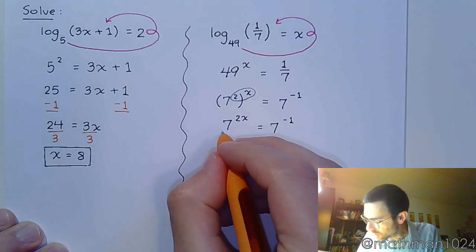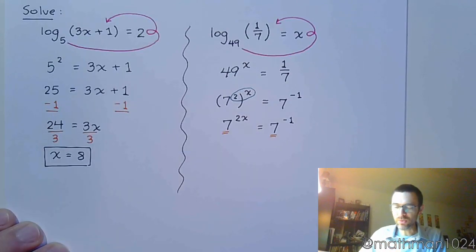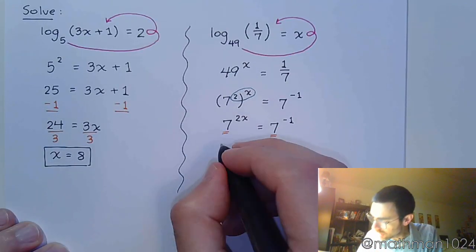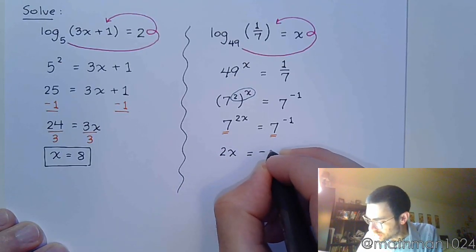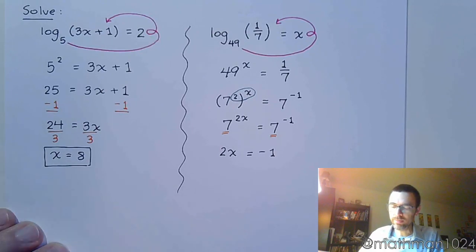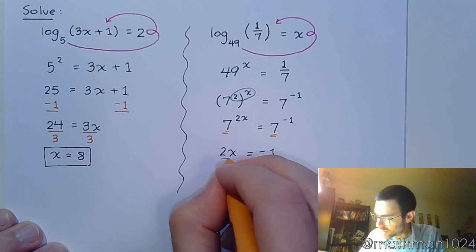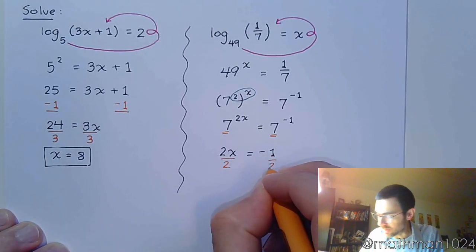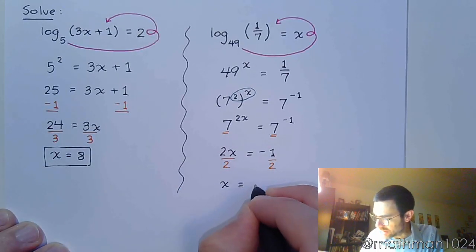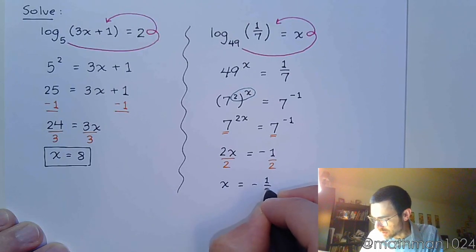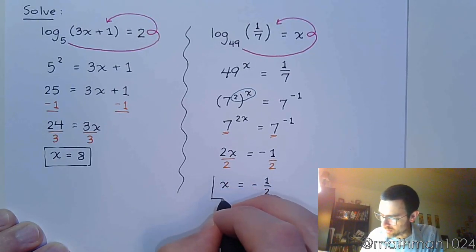Since these bases are the same, this is one of those key things that we saw with exponential equations: when you have the same base, that means the powers must be the same, so 2x equals -1. And then we finish solving this for x by dividing both sides by 2. And x equals -1/2.